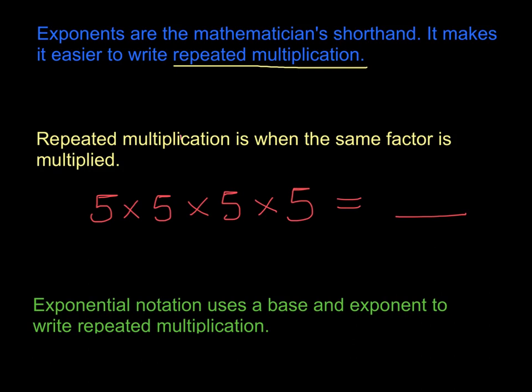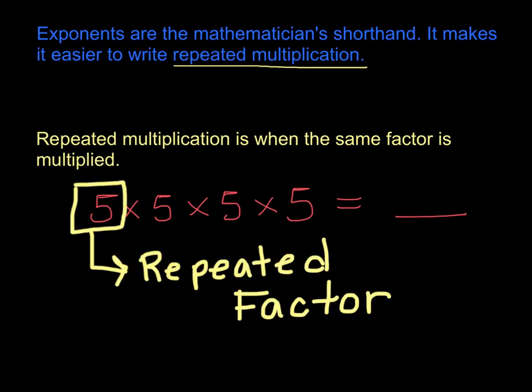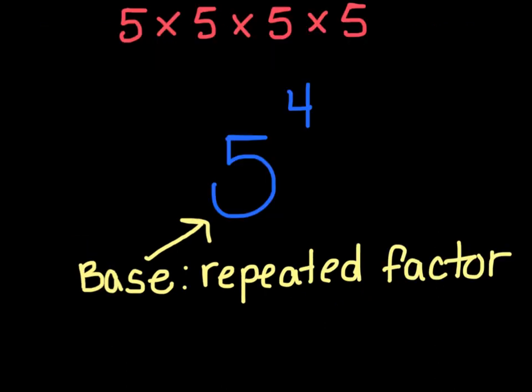Exponential notation uses a base and an exponent to write repeated multiplication. So let's practice using this problem here. We have 5 as our repeated factor. In exponential notation, the repeated factor is written as the base. So 5 will be our base in exponential notation.